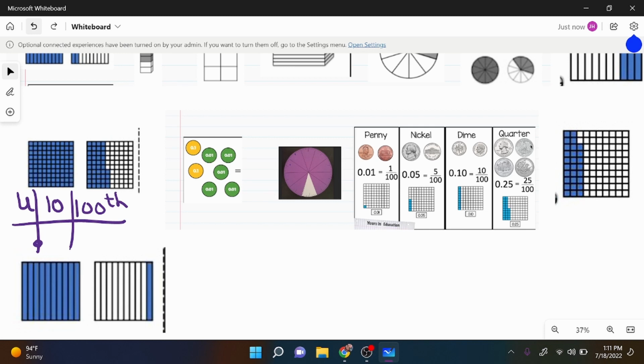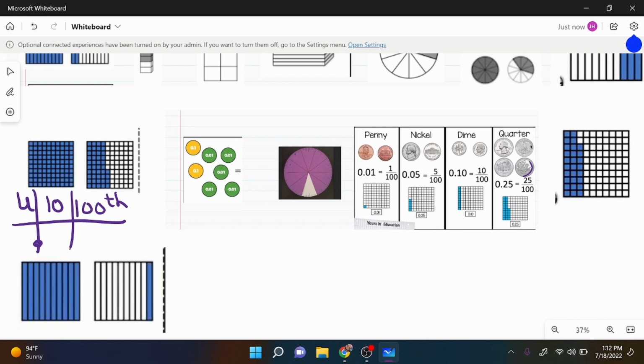You can also see decimal models as money. So remember, the penny is a hundredth. It is just one little bitty square shaded on our 100 grid. If I had a nickel, that would be 5 hundredths, and it would be 5 of the little things shaded, because I could also have the equivalent of a nickel with 5 pennies. And then you have a dime, which is a tenth, and it's 1 whole long shaded. And then we also have 25 hundredths, which would be the same as a quarter.